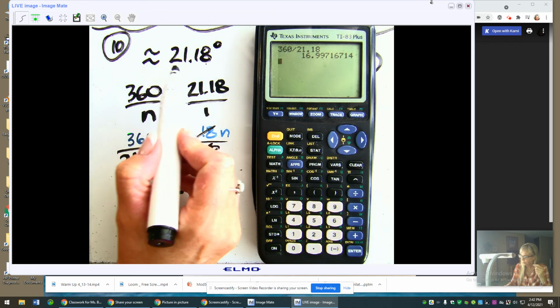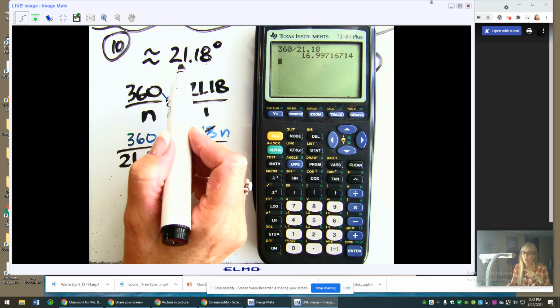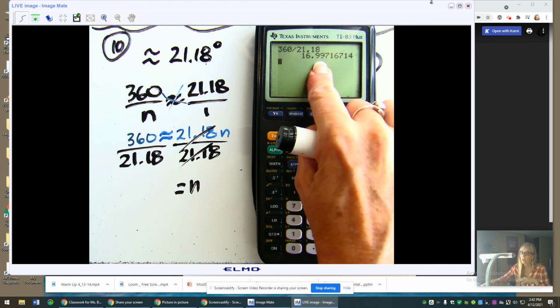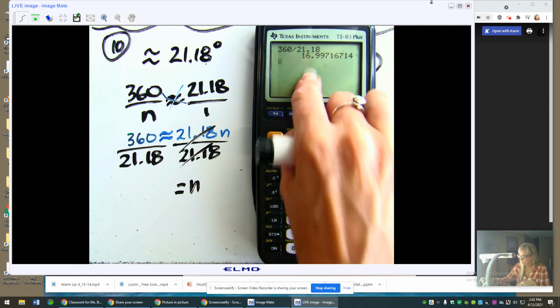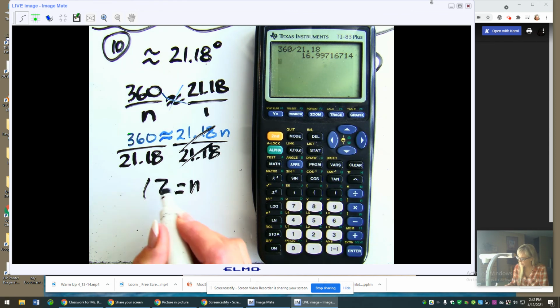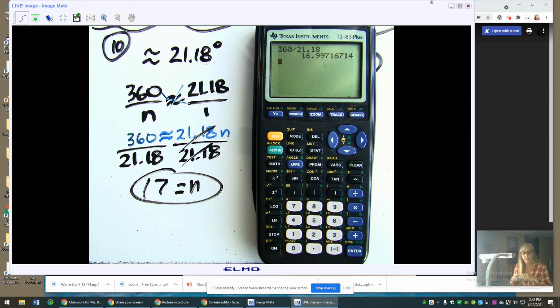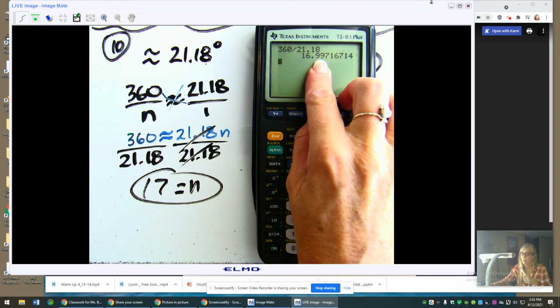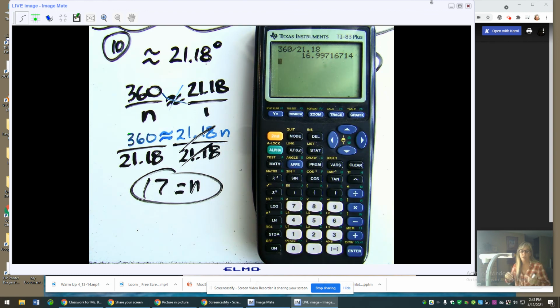But remember, this 21.18 was about the measure of an exterior angle. It was close. It wasn't exactly. That's pretty darn close to 17. So I'm going to say this has to be a 17-sided figure because it can't be part of a side. It's not 16. This is way closer to 17 than it is to 16. So it's got to be a 17-sided figure.